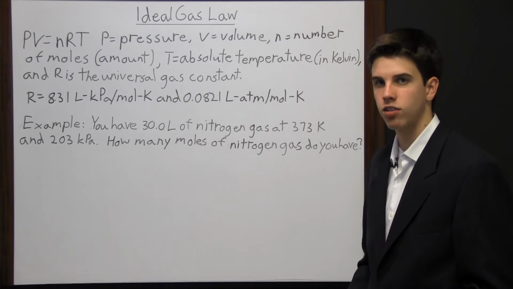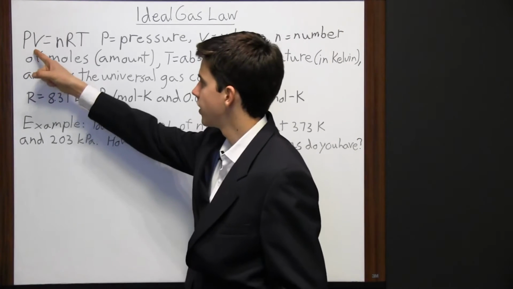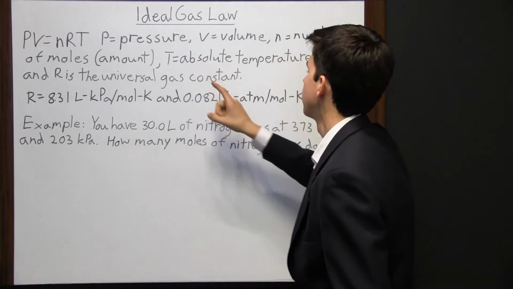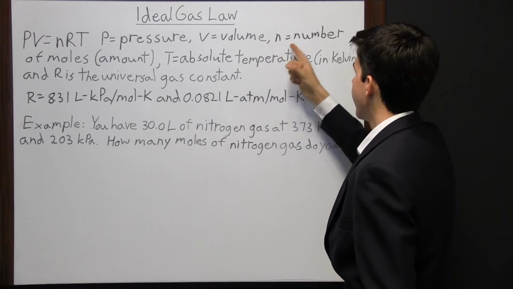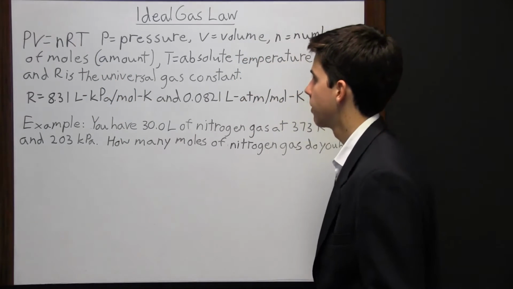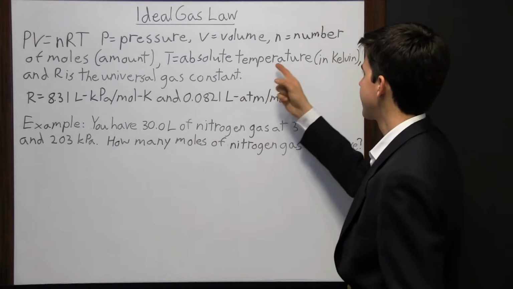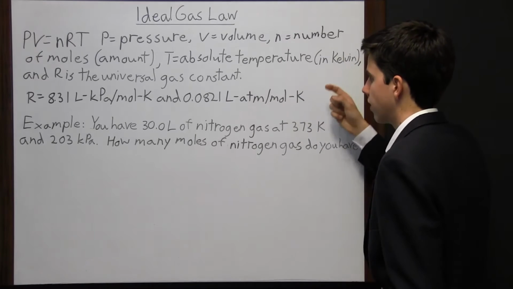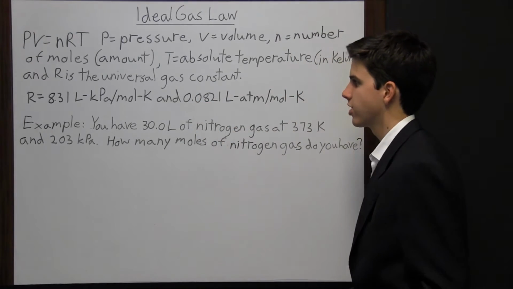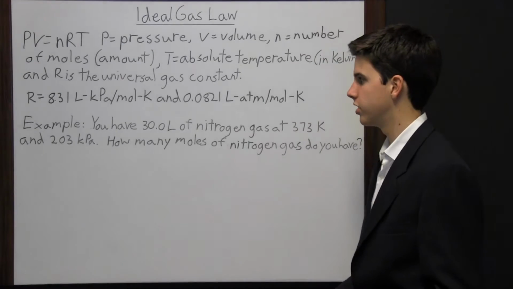The ideal gas law is P times V equals N times R times T. P stands for pressure, V stands for volume, N stands for number of moles, in other words, the amount. Moles is used to measure chemical substances. T is the absolute temperature, always in Kelvin, and R is the universal gas constant. And R takes different forms depending on the units that are needed.